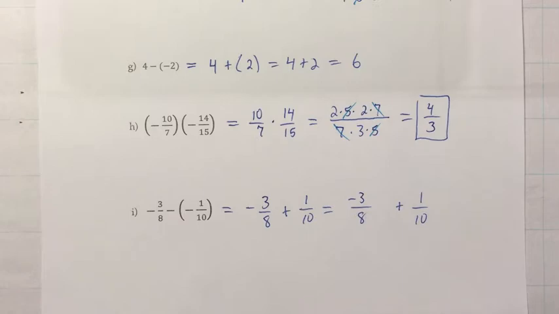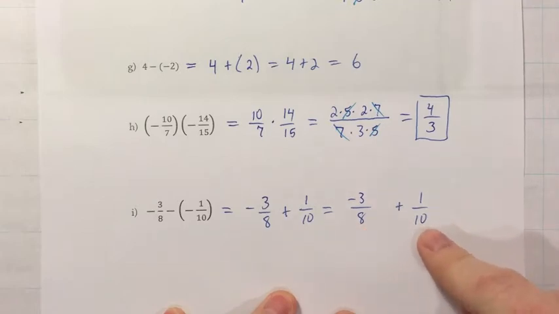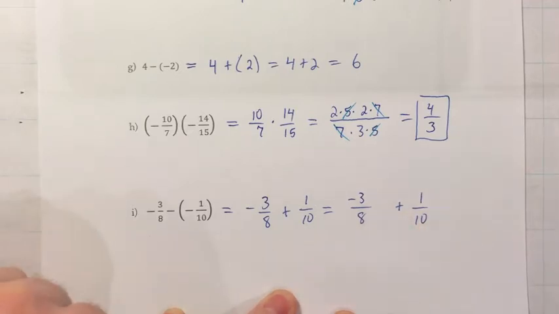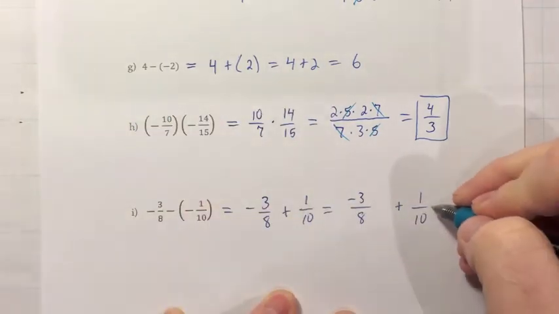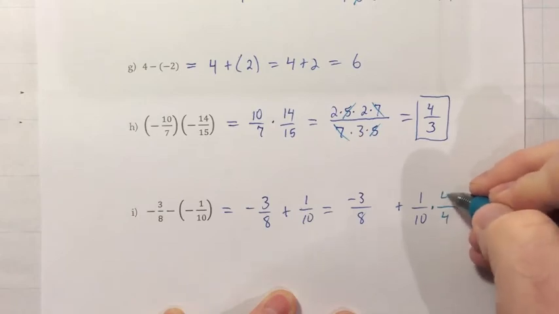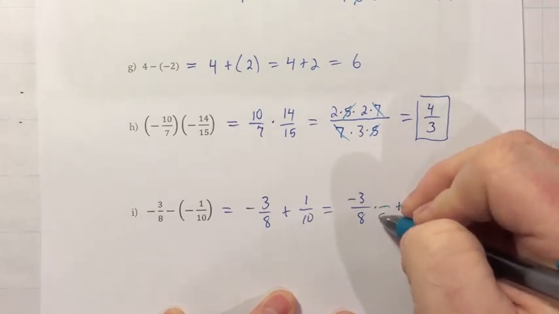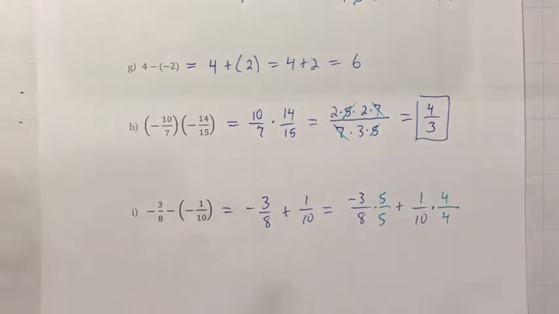What's the smallest number I can think of that is divisible by 8 and 10? So think of multiples of this: 10, 20, 30, 40. 8 goes into 40. So I'm going to want to multiply top and bottom of this one by 4 to get that 40, and top and bottom of this one by 5 to get that 40. And then we'll just finish it off.